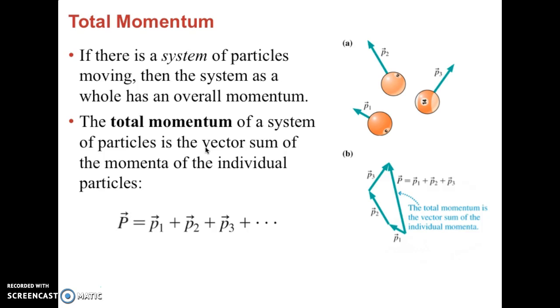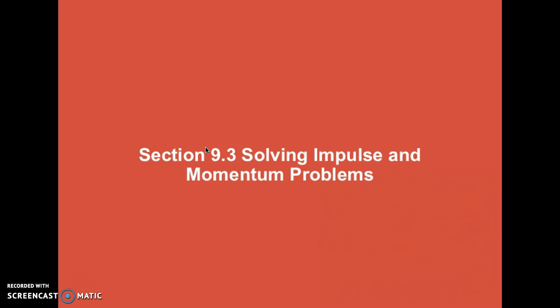Okay, total momentum here is just saying that you have to consider all objects in the system. So you'll have to add them like vectors in order to find the net or total momentum of the system. And we'll apply this later in the chapter.